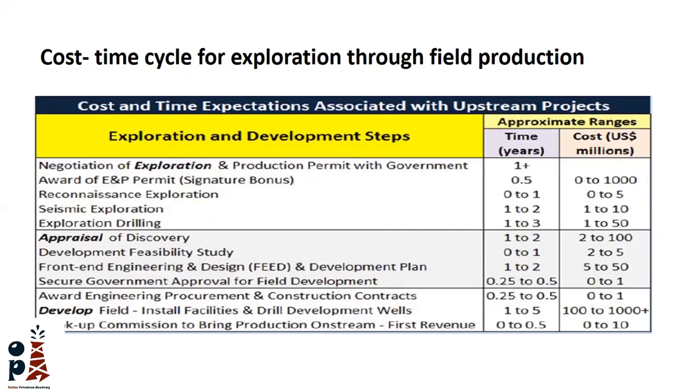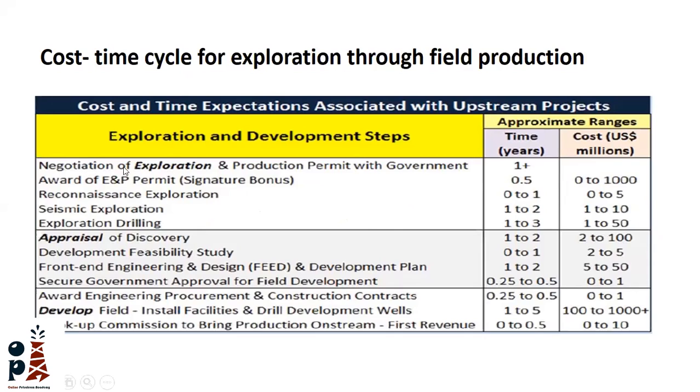So if we look at the life cycle for any exploration and production project, we will find that we have three phases. First phase is exploration, second phase is appraisal, and third phase is development. And each phase is composed of some items.